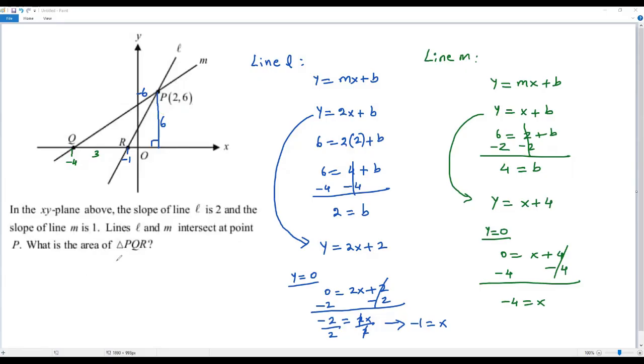Now we can get the area of this triangle PQR. Let me write the stuff over here. That is area of triangle PQR equals, so the formula is base times height divided by 2. Here the base of the triangle is 3. We can plug in 3 for base, and the height of the triangle is 6. We can plug in 6 for height, divided by 2. Here 2 goes into 2 1 time, 2 goes into 6 3 times. Here 3 times 3 is 9. So the area of triangle PQR is 9 square units.